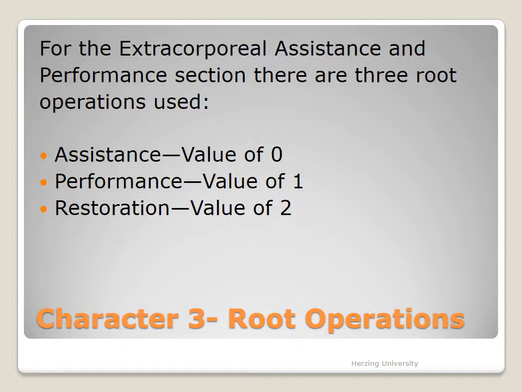In the extracorporeal therapy section, the tables have similar characters as they do in this section. However, the root operations have different values.